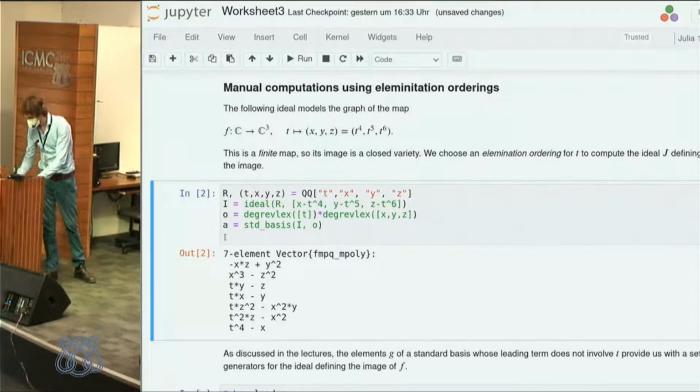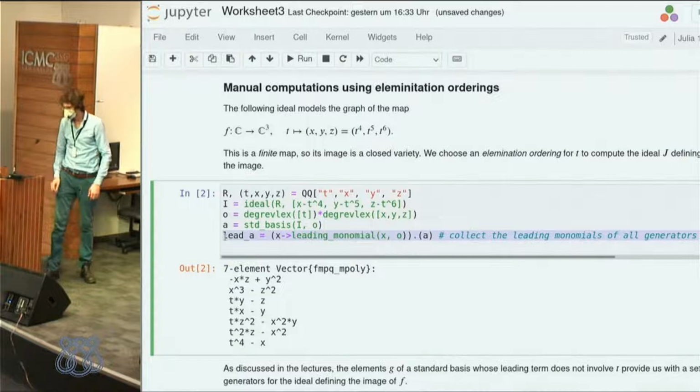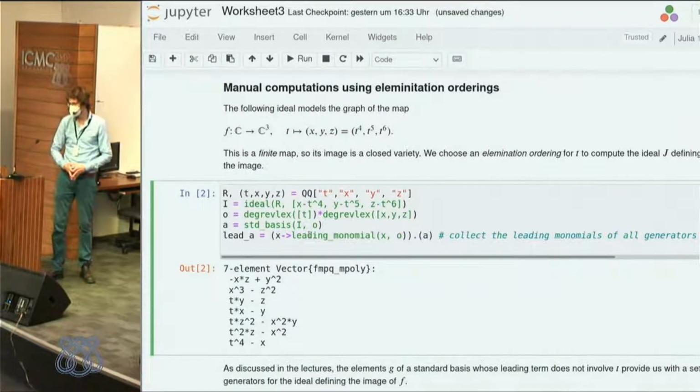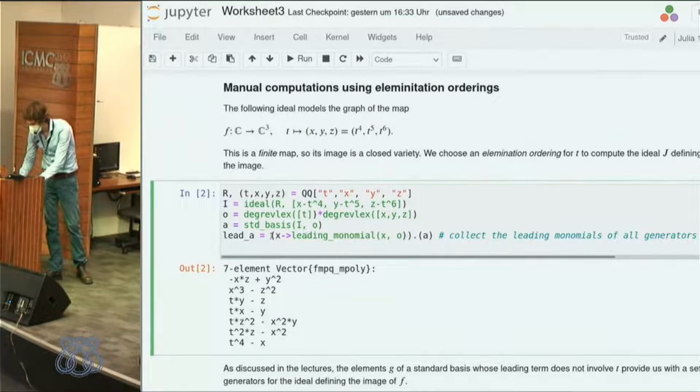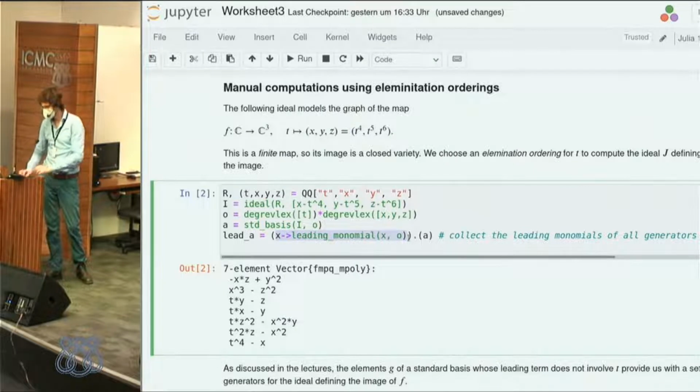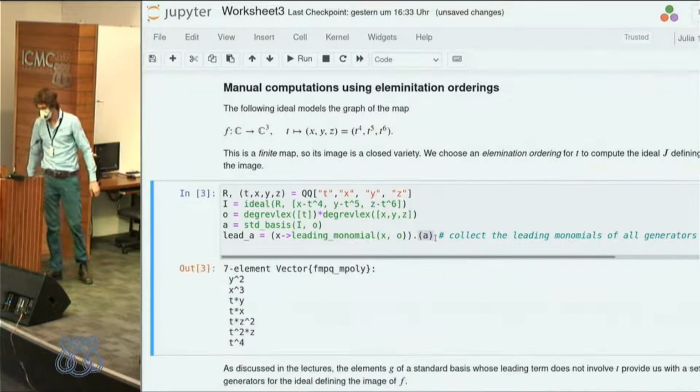So, and this has already been done in the last line. So let me put it back in here. This is a little tricky to read, really. And maybe I can just say briefly what this is. This is an anonymous function that sends x to the leading monomial of x. And then I apply this to the whole list small a that came out of the previous command. So let's see what the outcome is.